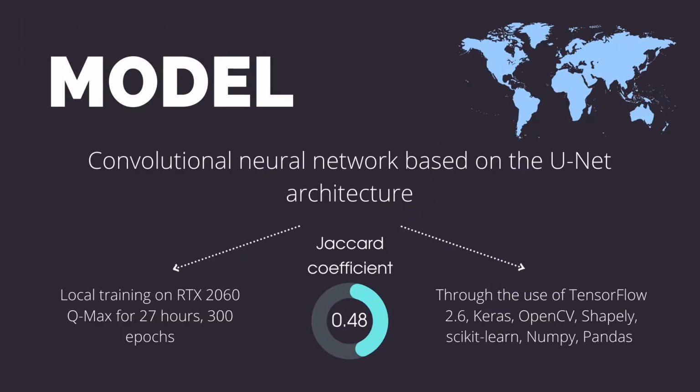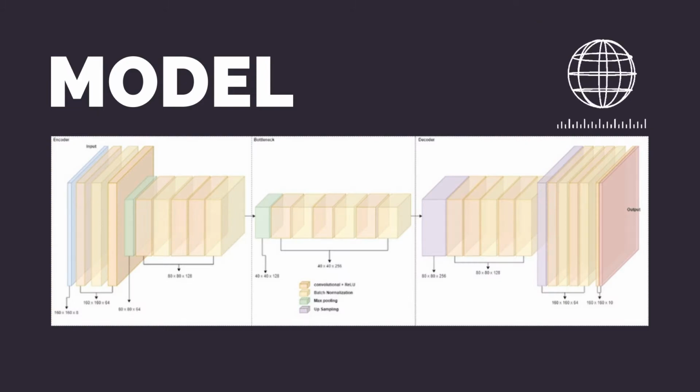Our proposed model is based on the UNet architecture. It was implemented and trained locally using TensorFlow 2.6 and Keras on an RTX 2060 Max-Q GPU for about 27 hours and a total of 300 epochs. An important metric for our project is the Jaccard similarity score, which is included in the scikit-learn library. Our model obtained a Jaccard coefficient of 0.48, which would position us in second place of the DSTL competition of our main reference. The model is of convolutional autoencoder type.